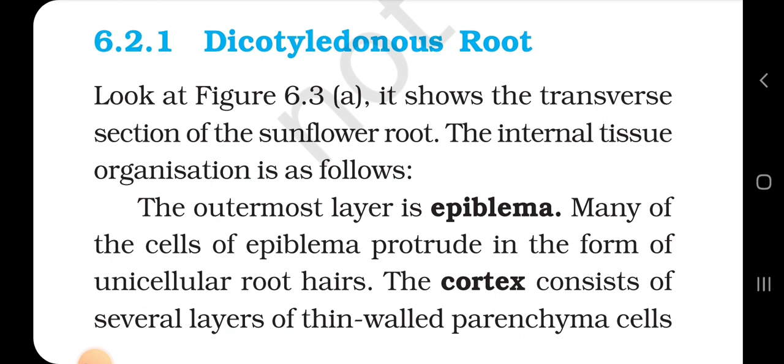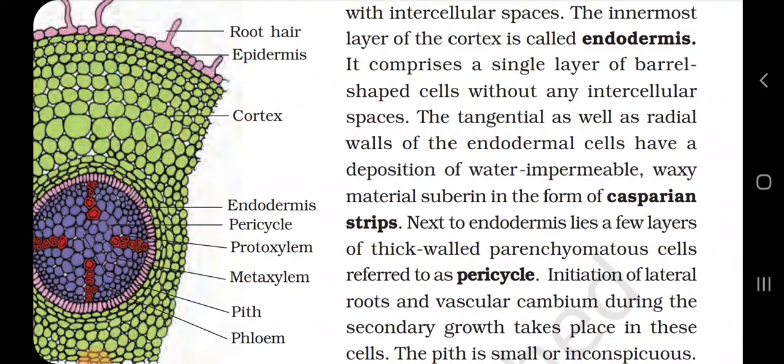The outermost layer is the epiblema. Many of the cells of the epiblema protrude in the form of unicellular root hairs. The cortex consists of several layers of thin-walled parenchyma cells with intercellular spaces. The innermost layer of the cortex is called endodermis. It comprises a single layer of barrel-shaped cells without any intercellular spaces. The tangential as well as radial walls of the endodermal cells have a deposition of a water-impermeable waxy material, suberin, in the form of Casparian strips.